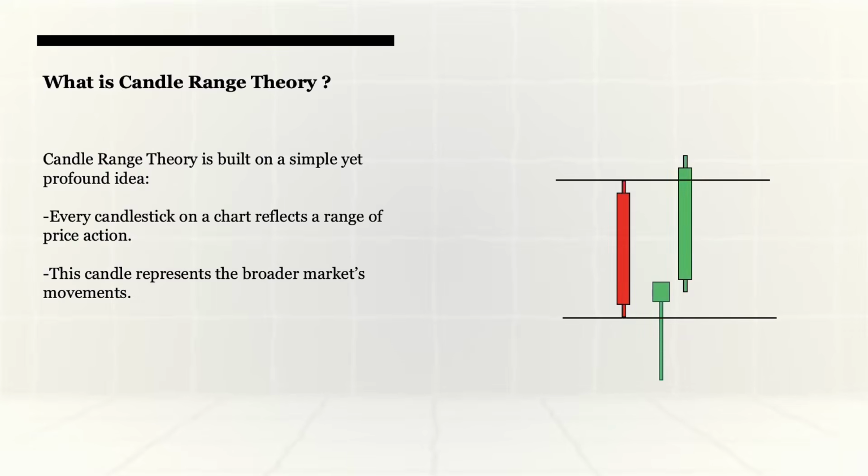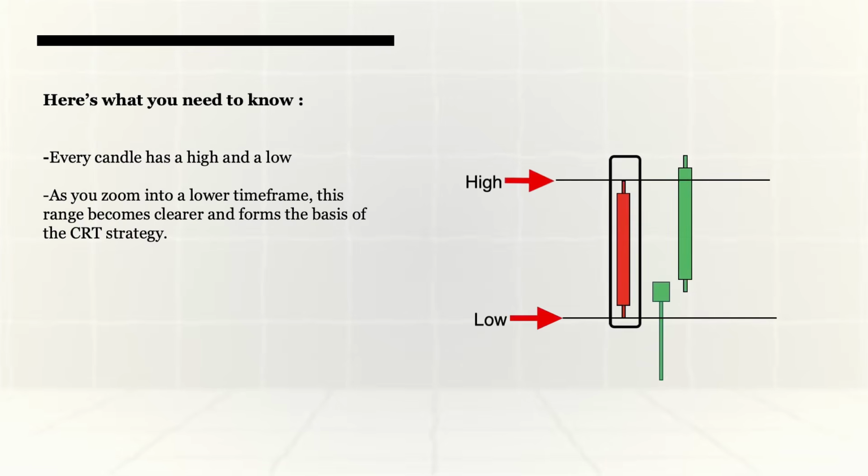Candle range theory is grounded in a simple yet powerful principle. Every candlestick on a chart represents a defined range of price movement. On a higher time frame, a single candle reflects a broader portion of overall market activity. When you shift down to a lower time frame, you can observe the smaller internal price movements that collectively form that higher time frame candle. This perspective is essential. Each candle contains a high and a low, and these 2 points establish its price range. When you drop to a lower time frame, that range becomes more detailed and reveals the internal structure that forms the foundation of the CRT methodology.